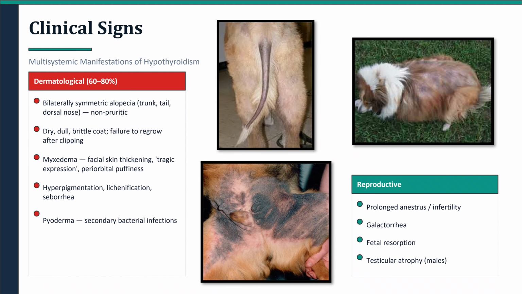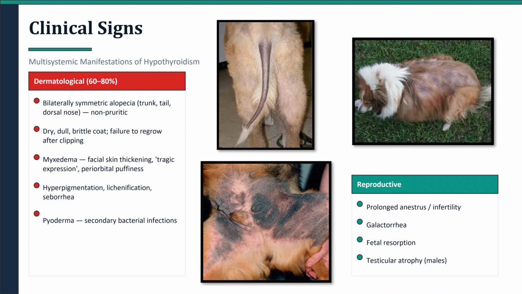Now, on to what is arguably the most classic and visually striking presentation of hypothyroidism, the dermatological signs. These occur in 60 to 80% of hypothyroid dogs, making skin and coat changes the most common clinical presentation. The hallmark is bilaterally symmetrical alopecia, hair loss that occurs on both sides of the body symmetrically, typically affecting the trunk and the tail, which gives us the classic rat tail appearance, and the dorsal nose. The coat itself becomes dry, dull, and brittle and often fails to regrow after clipping.